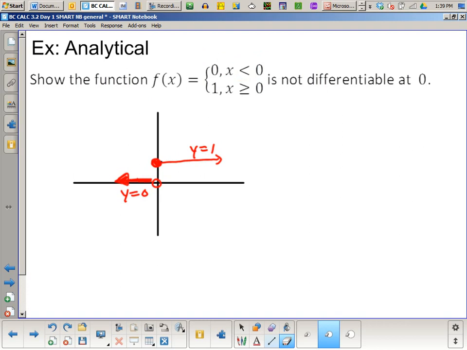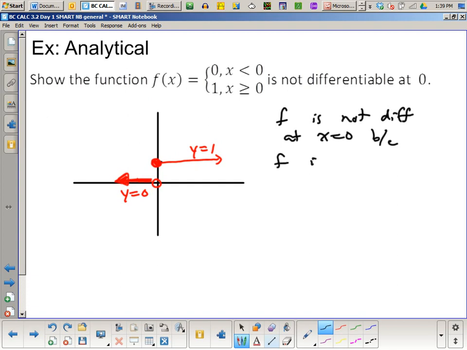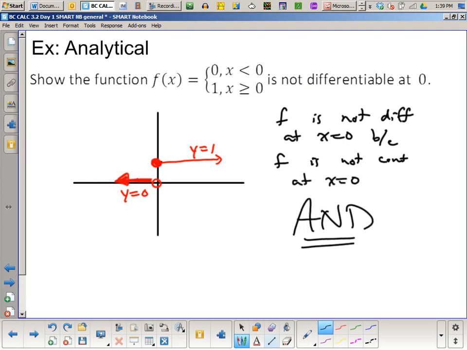If I told you this is not differentiable at the origin, you'd be like, yeah, I know, it's not even continuous. There's a jump discontinuity, of course it's not differentiable. But we can still calculate LHD and RHD. So there are two reasons why we would say that f is not differentiable. F is not differentiable at x equals 0 because f is not continuous at x equals 0. And there's another reason: LHD does not technically match RHD. Watch this.